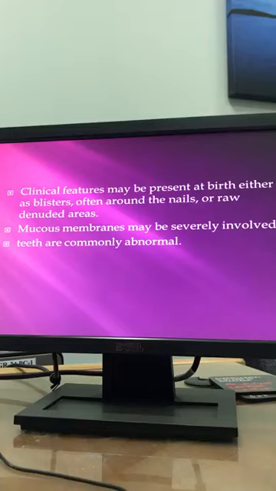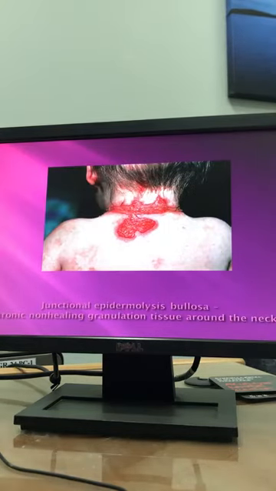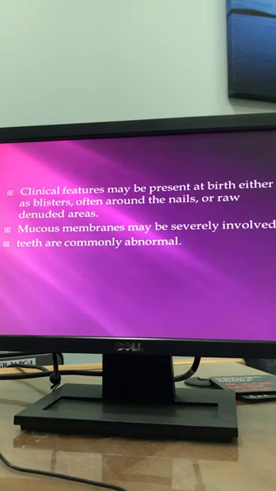So the clinical features of junctional epidermolysis bullosa may present at birth, either as blisters or often around the nails or trauma-induced areas, exactly like this. So the patient will be born, and you will get a call from the neonatal unit or NICU. They will call you saying that this neonate has just been delivered and was born with those erosions or blisters. You think about junctional epidermolysis bullosa and you think about infections as well.